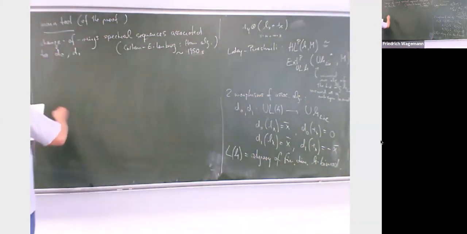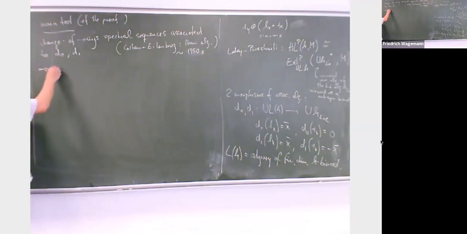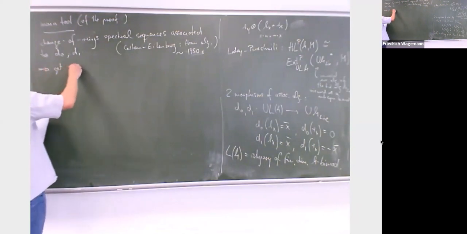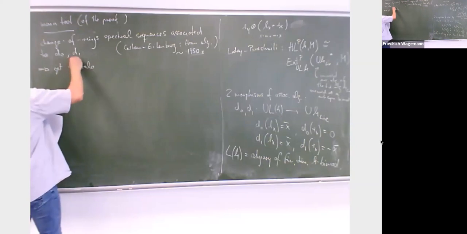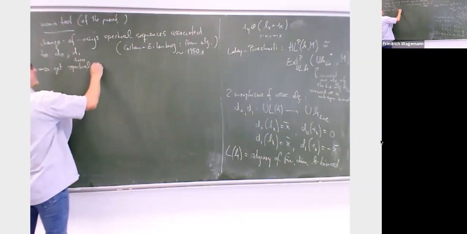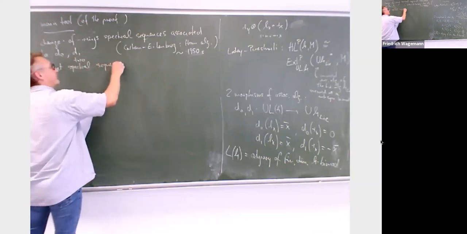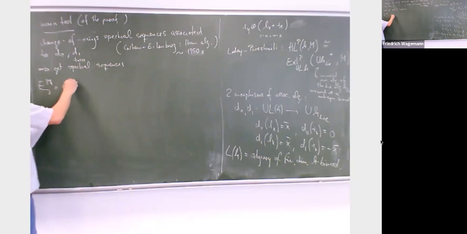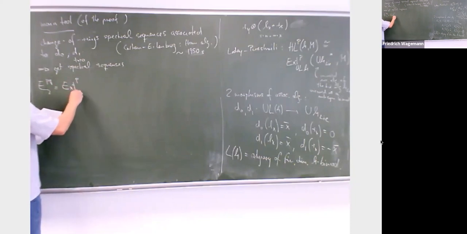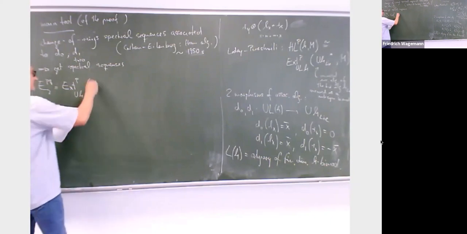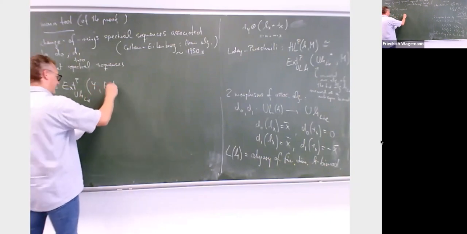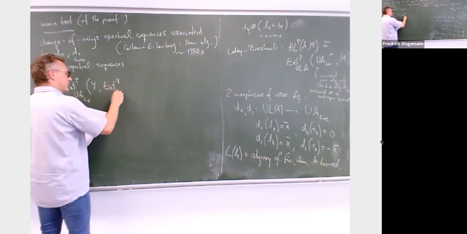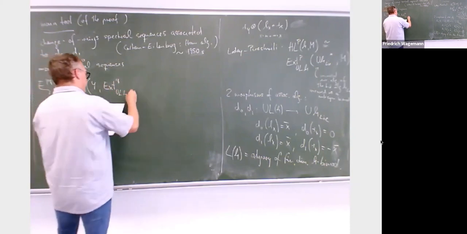And then you get spectral sequences. One of them is Ext^P of U(H Lie), and so on.